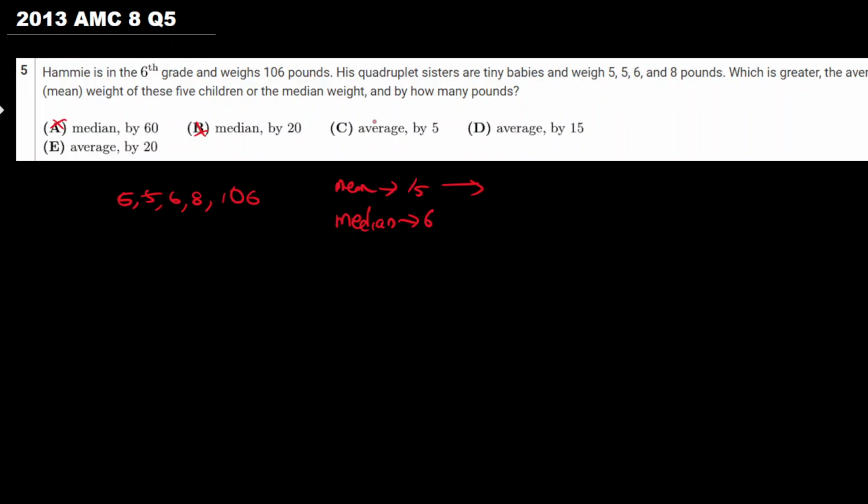And now we know that it's not going to be by 5, right? This is too big of a difference, really, because if you have 106 after starting to divide by 5, you should have like about 20. But we don't really know whether it's D or E, so let's just do it out.